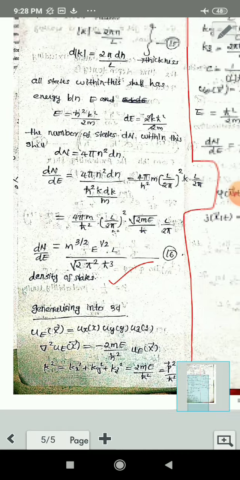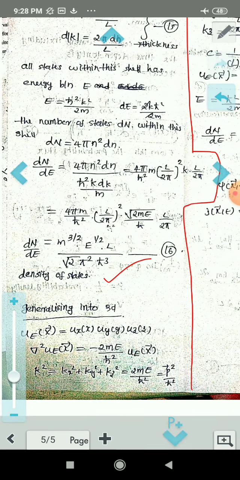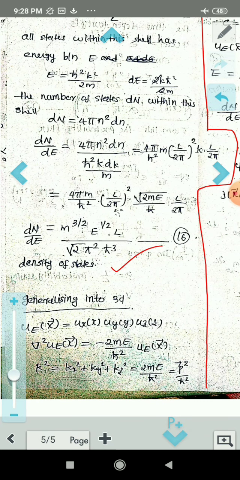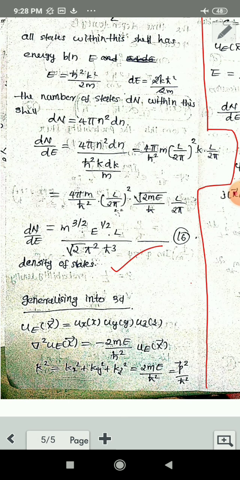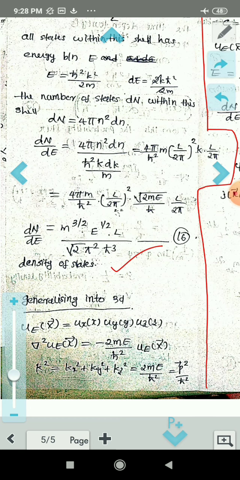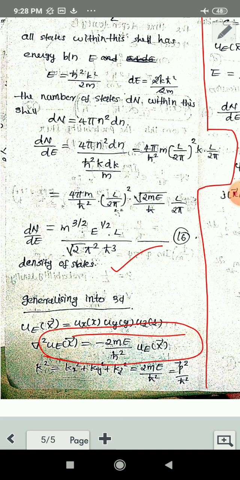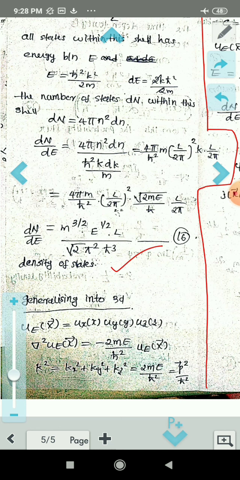So we discussed the one dimensional free particle. Now generalizing into 3 dimensions, we are not detailing these steps, just mentioning. So we can write u_E of x. Note that x is a vector, since it is a 3 dimensional Cartesian coordinate we are selecting. So this is u_x of x into u_y of y into u_z of z. We can write our Schrodinger equation for V of x equal to 0 as del square u_E of x is equal to minus 2mE by ħ² into u_E of x. Now k square is equal to kx square plus ky square plus kz square.